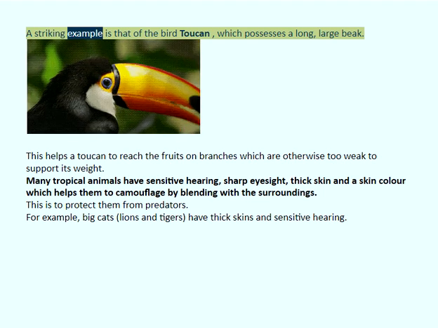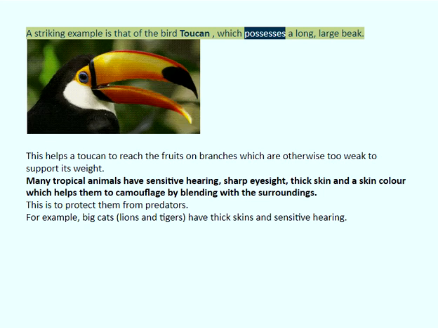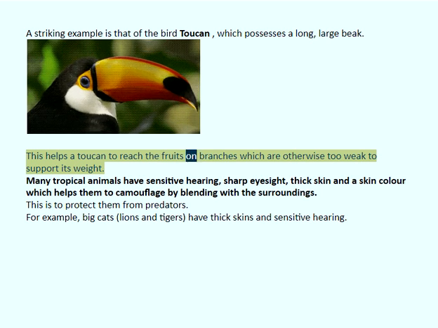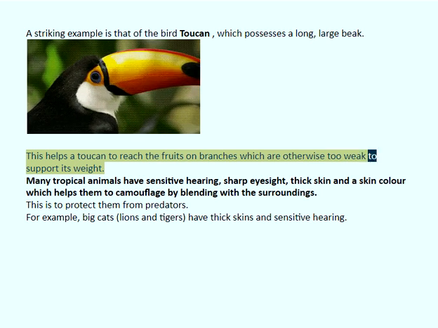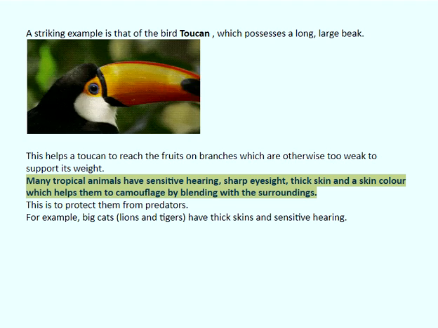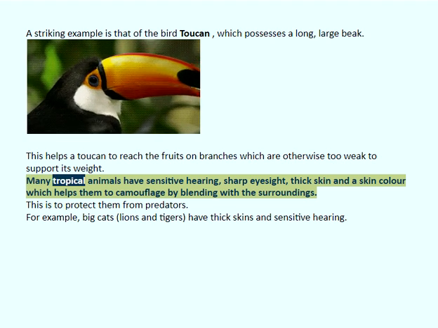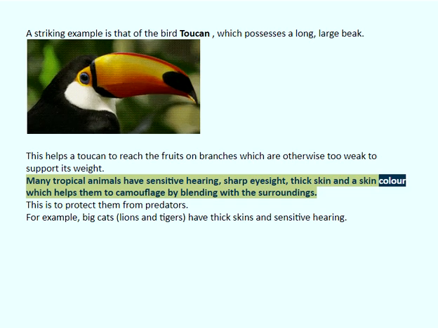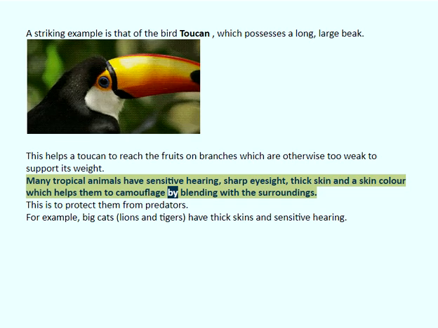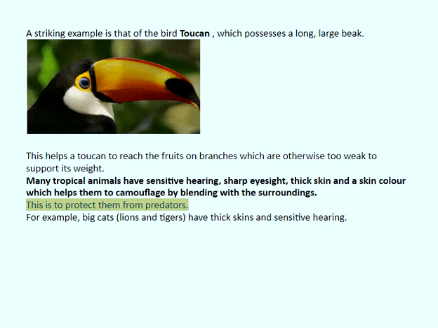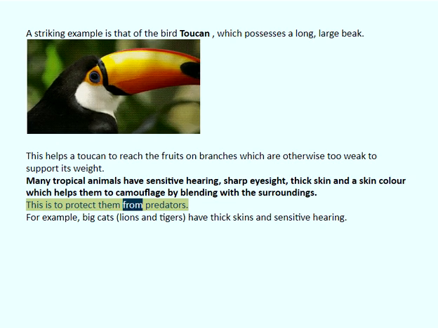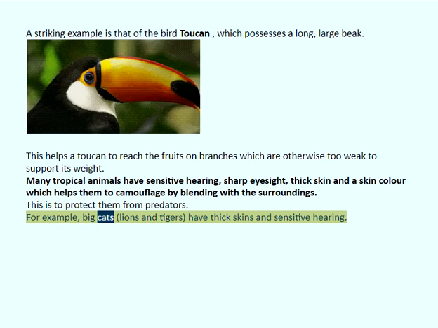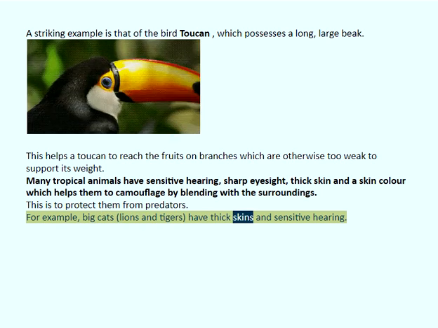A striking example is that of the bird toucan, which possesses a long, large beak. This helps a toucan to reach the fruits on branches which are otherwise too weak to support its weight. Many tropical animals have sensitive hearing, sharp eyesight, thick skin and a skin color which helps them to camouflage by blending with the surroundings. This is to protect them from predators. For example, big cats, lions and tigers have thick skins and sensitive hearing.